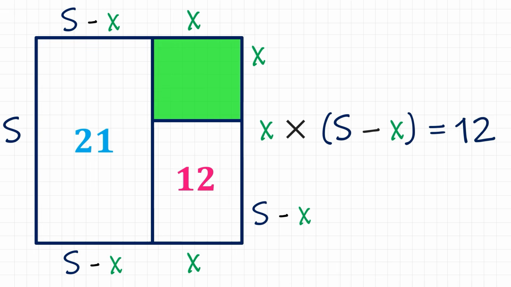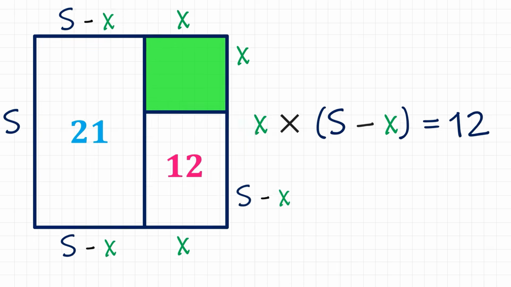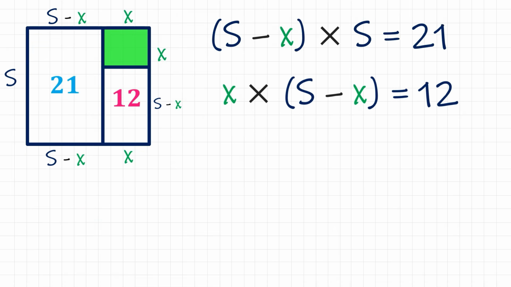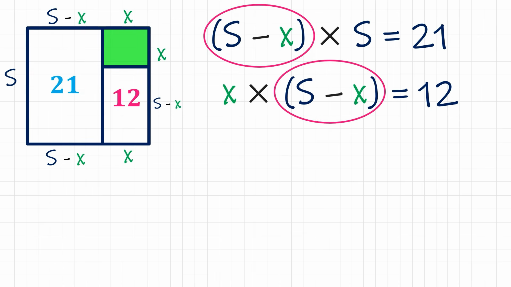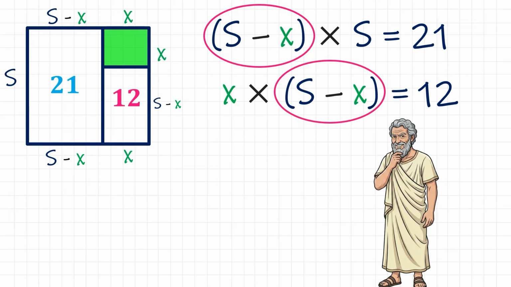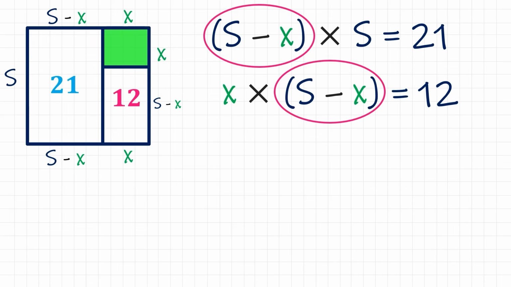We now have a system of two equations. If you look closely at them side by side, you might notice something special. Both equations share the exact same term, S minus X. Whenever you see a matching puzzle piece like this in algebra, it is a massive clue. We can use this shared piece to bypass long calculations and unlock a beautifully simple shortcut.